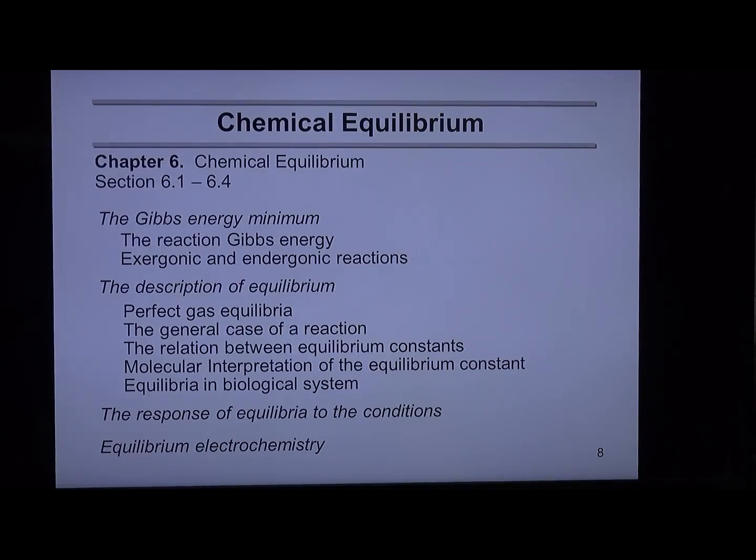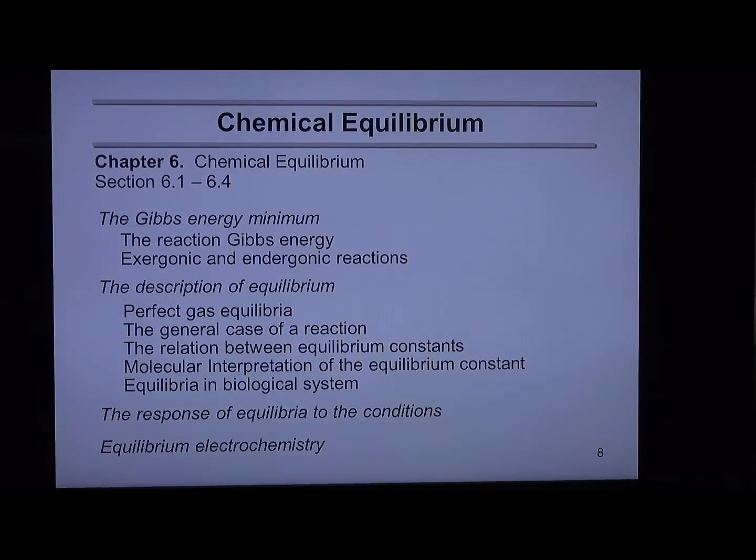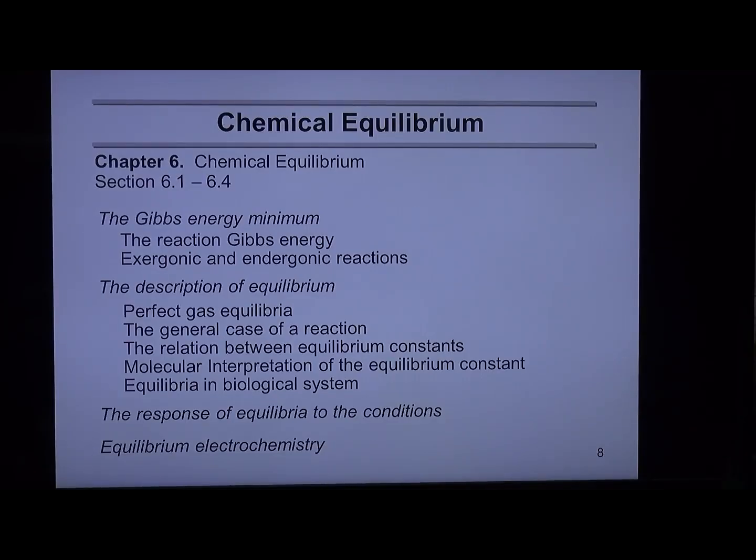So in Chapter 6, we'll consider Gibbs energy minimum at equilibrium, especially in chemical reactions after they reach chemical equilibrium. And we'll consider the details of this chemical equilibrium in several specific examples. Also, we'll consider the change of equilibrium under different conditions, such as pressure change and temperature change, and we'll apply that to a specific example.